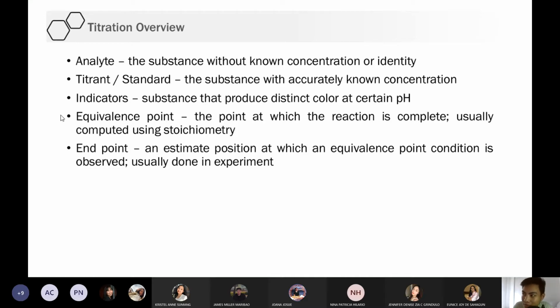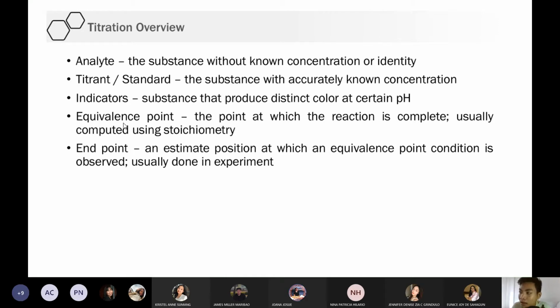And then, ito naman, equivalence point. When we say equivalence point, this is a point wherein an equivalence is achieved. Ang meaning lang niyan is, ito yung point at which the neutralization reaction is complete. Pag sinabing equivalence, ibig sabihin yan, stoichiometrically, equal na yung moles ng substances natin. That is the point at which the reaction is complete.